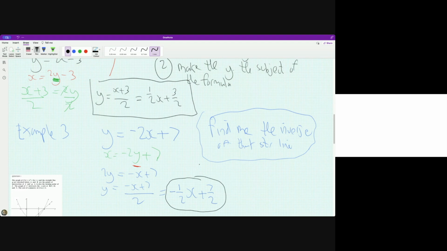Okay, now the true test of whether this works is if I send something through the original function, let's call this f, then if I send it through the inverse, does it take me back to where I started? So I want you to find me the f of 5 for this function up here. What is the f of 5 for this function minus 2x plus 7?